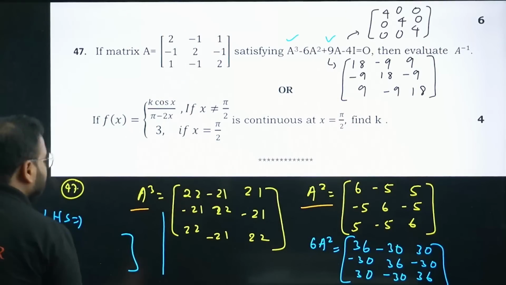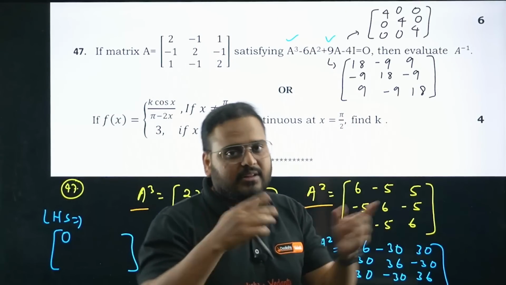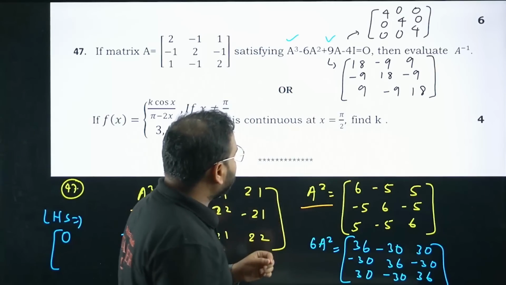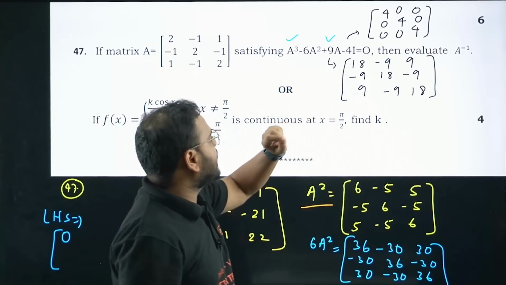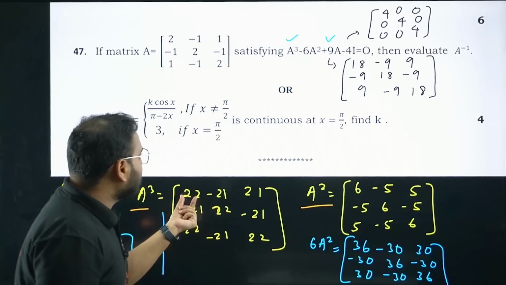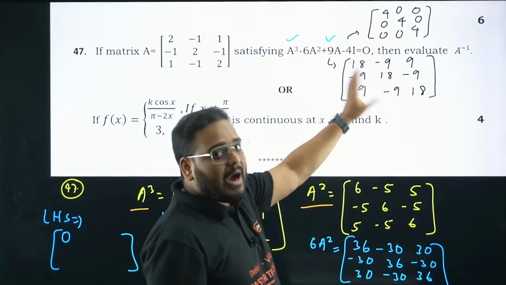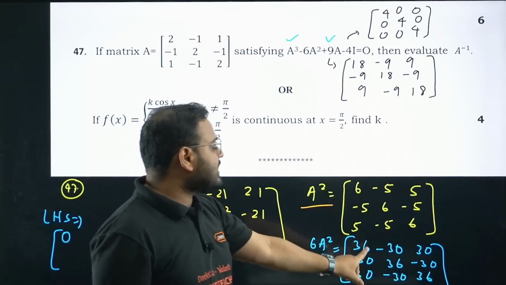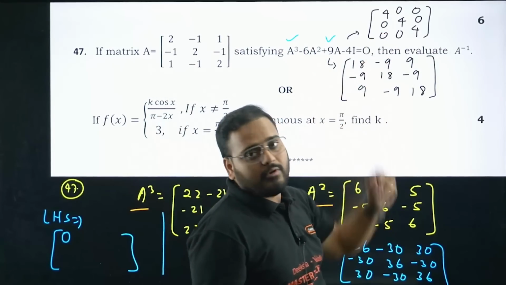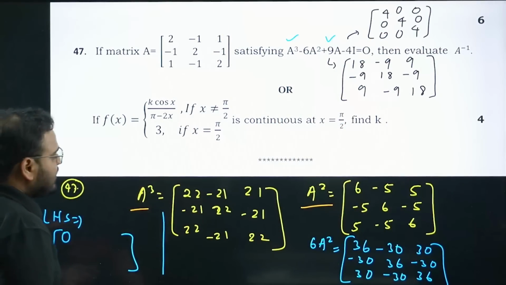I'll repeat myself. I'll take positives together and negatives together and then subtract them. The positives are a cube and 9a. A cube is 22 and 9a is 18. So add them. How much is that? 40 minus 36 plus 4 will be again 40. So 0.